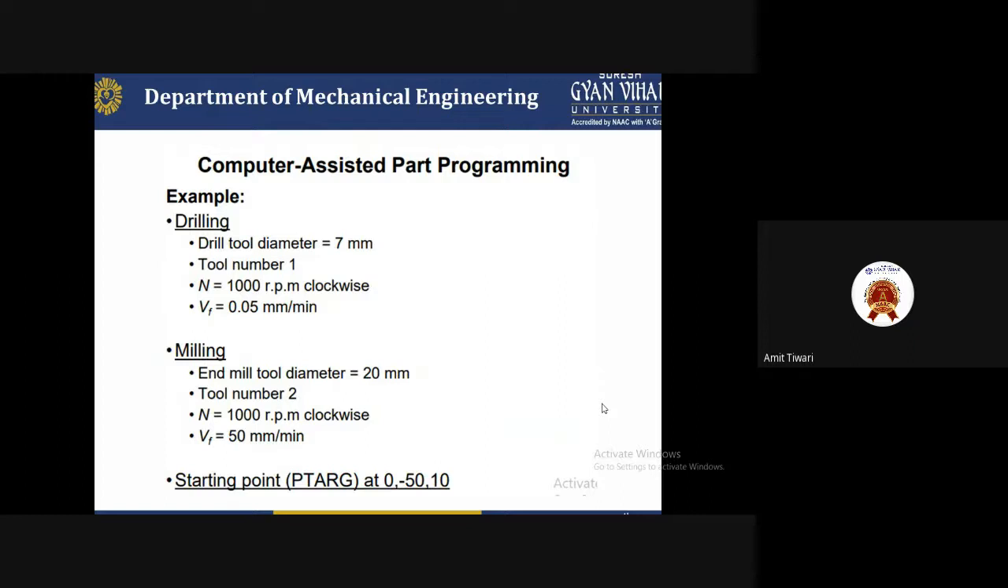Okay, now the second one, that is point PT, PTRG at 0, -50, 10. These are the starting point of that particular movement, the point from which we have an idea how to operate. This portion will be starting within a few minutes. So these are the conditions that will be operating, and we have to carry it out for the result.